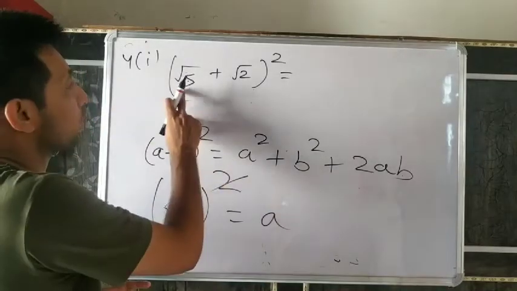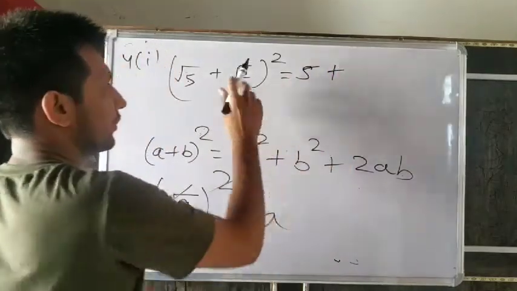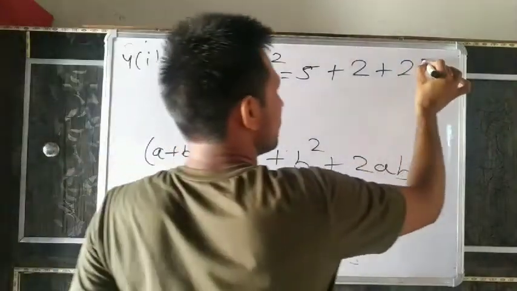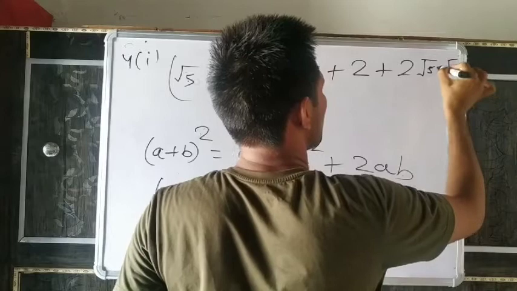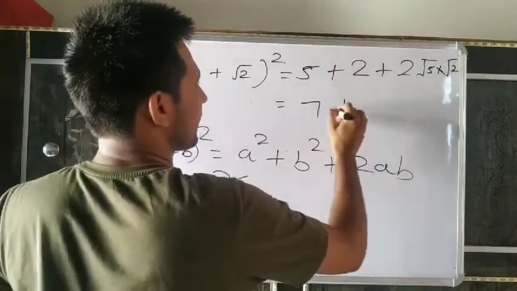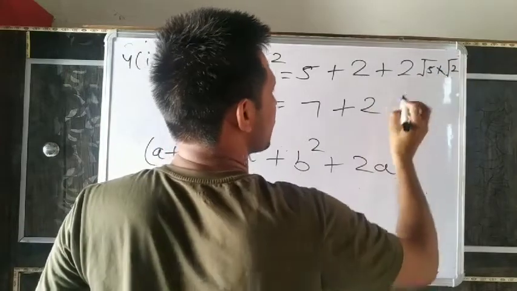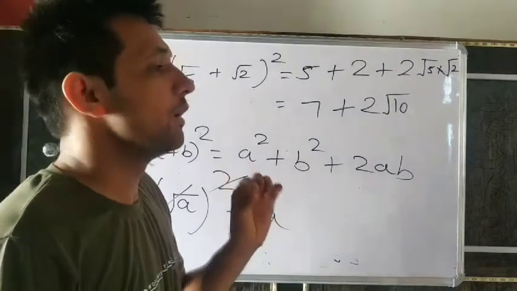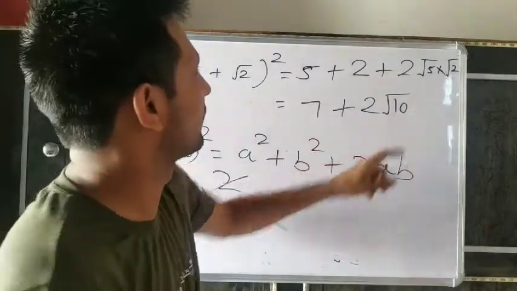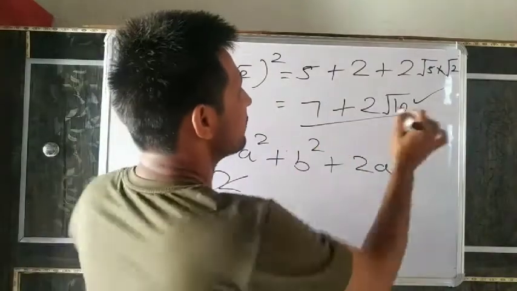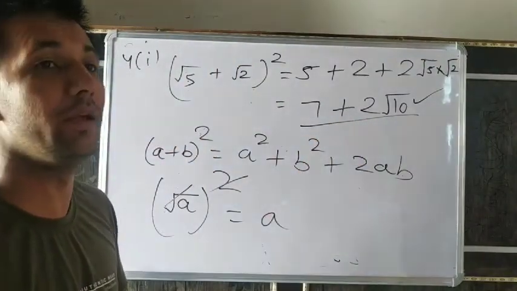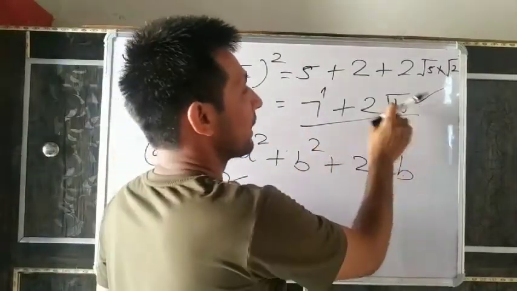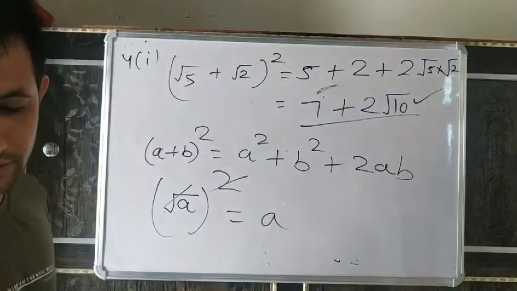First number squared: root 5 square is 5, plus second number squared, 2, plus 2 into AB, root 5 multiply root 2. 5 plus 2 is 7, 7 plus 2 into root 5 into root 2, root 10. Whenever the base is the same, we can multiply. Understand? So 2 root 10 it is. We cannot add this one because these are unlike terms. Unlike means different base and different power. Here power 1, here power 1 by 2. So we cannot add. Leave as it is. Understand? Very good.